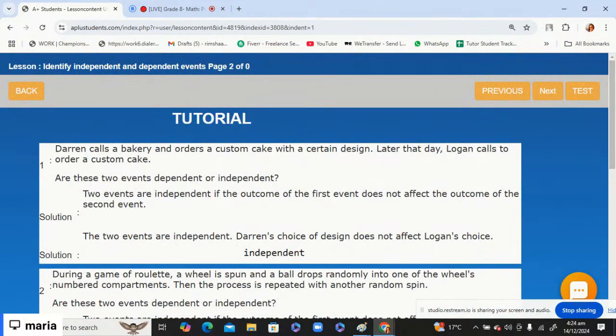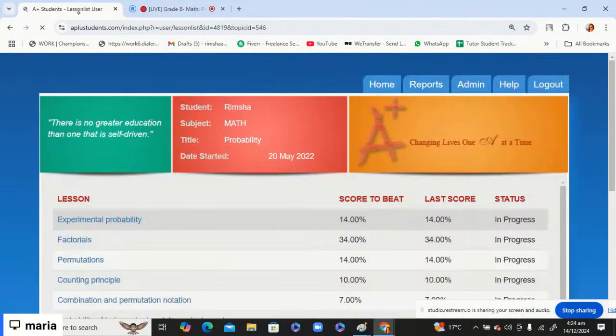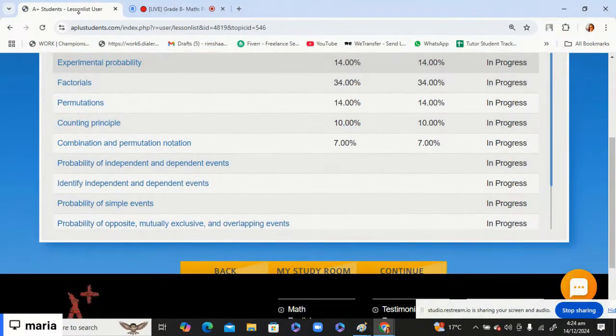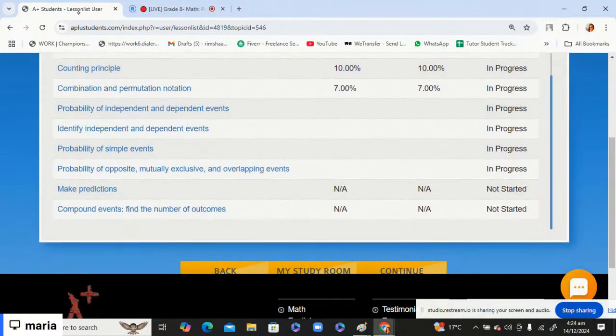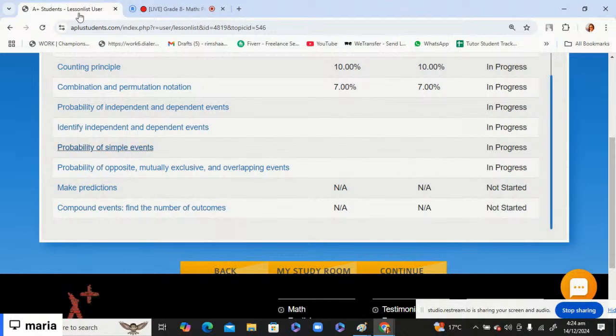So here is the lesson. It's just about checking whether events are dependent or independent. So do the test by yourself. First you practice the lesson and then go to the test. Okay, probability of simple events.